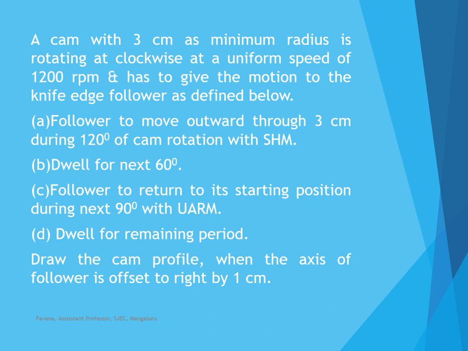Follower to move outward 3 centimeters with SHM for 120 degrees, next 60 degrees dwell. Then the follower returns to the starting position with UARM for 90 degrees, dwell for the remaining period. Last part, draw the cam profile when the axis of the follower is offset to the right by 1 centimeter. So this is an offset type of cam where the offset distance is 1 centimeter, mentioned in the problem.